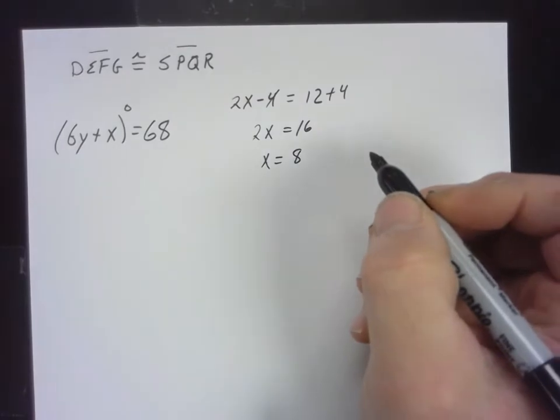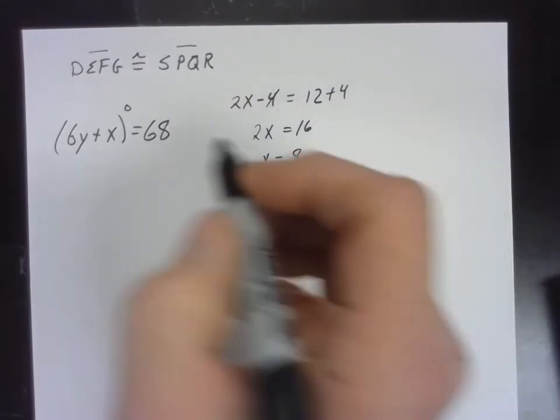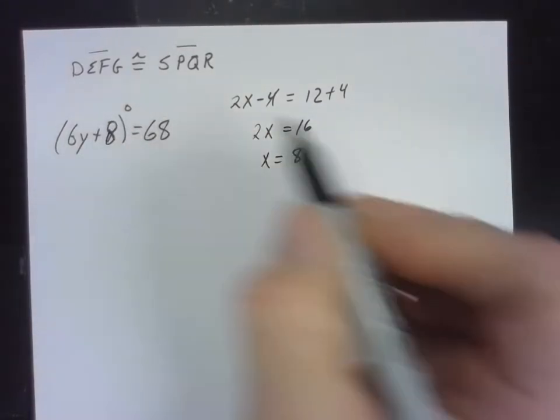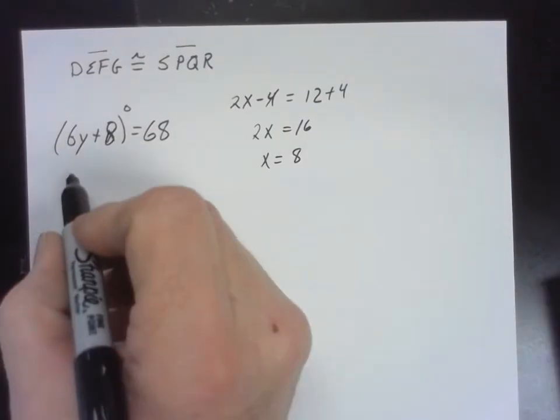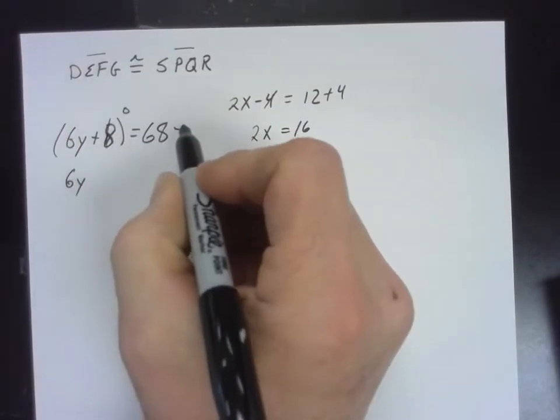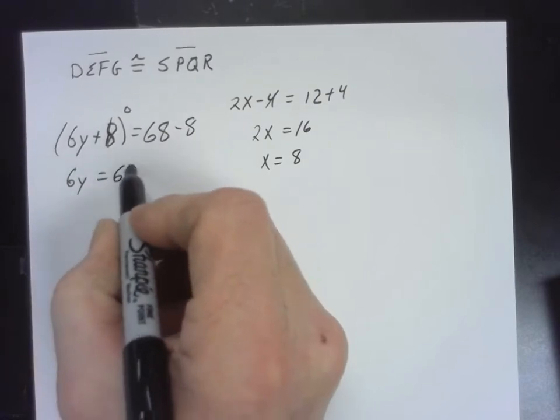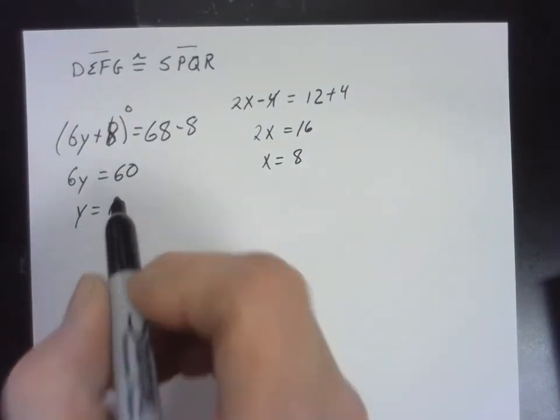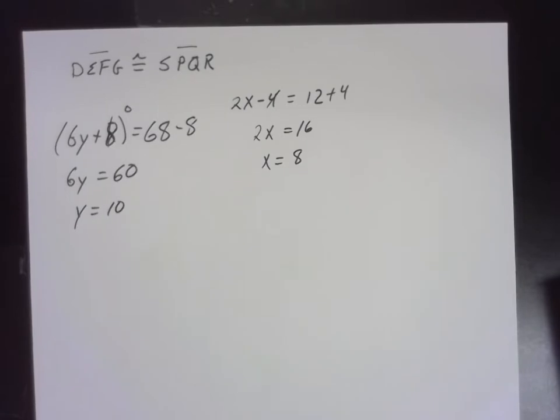Now you see what's going to happen now? Right here, put an 8 there. So 6y, let's see, now we can subtract 8 from both sides, and y equals 10. You okay with this? Okay, I figured it's pretty easy.